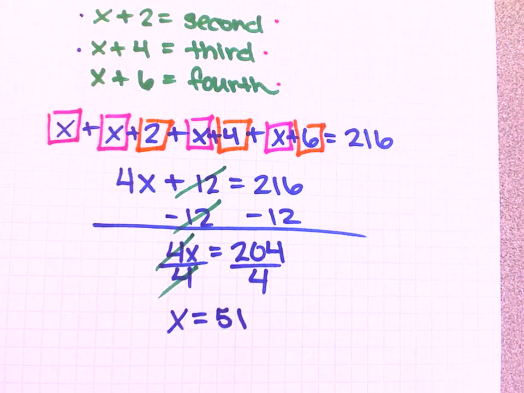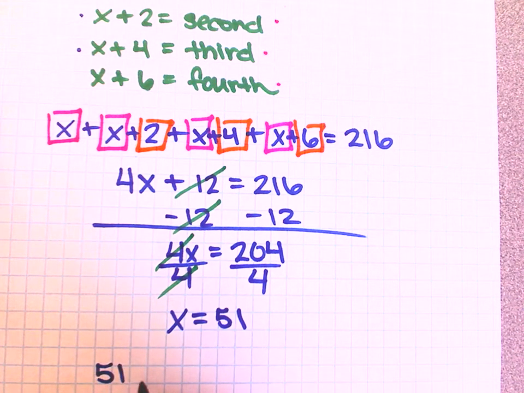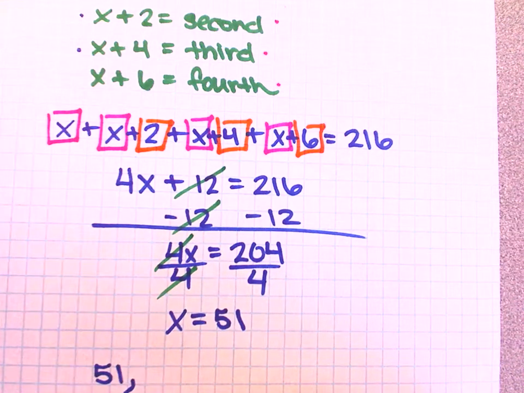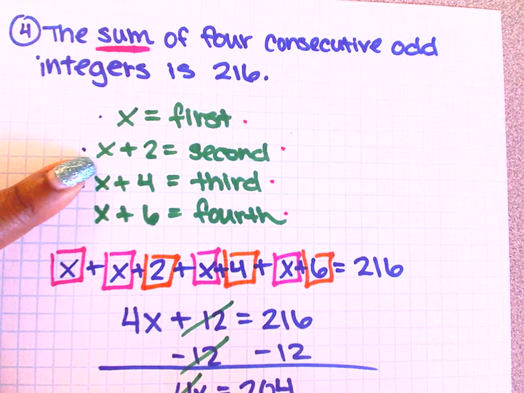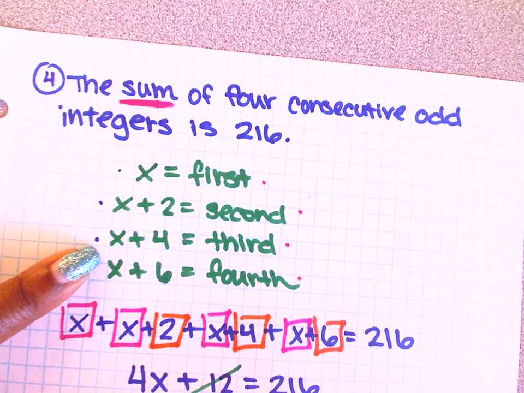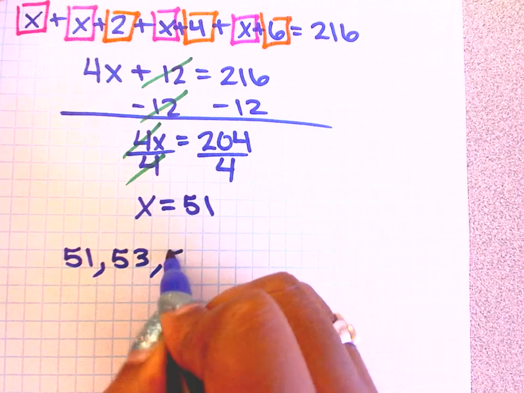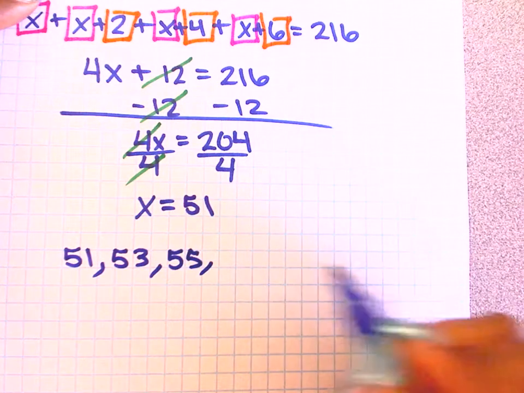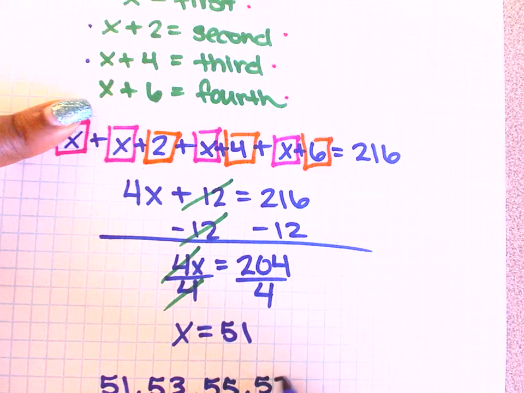Am I done, guys? No, because I only found the first number. I need 4 of them, right? So 51 is my first number. So 51 plus 2 will give me my second number. What's 51 plus 2? 53. My third number will be 51 plus 4. What is my third number? 55. And my last number will be 57.